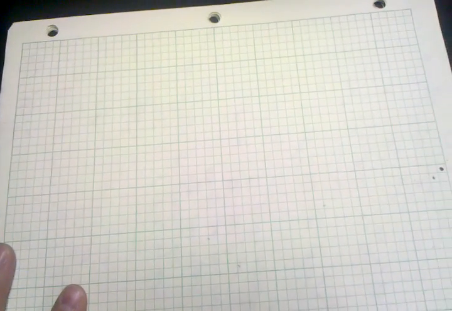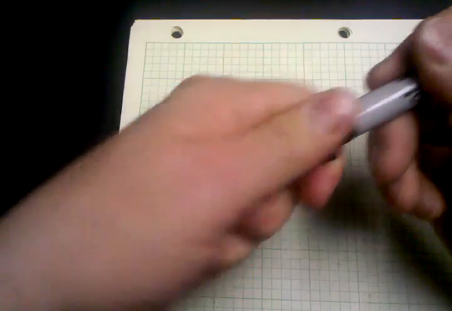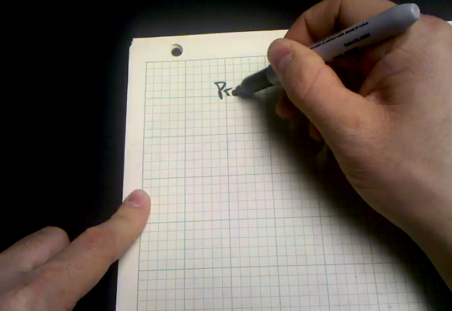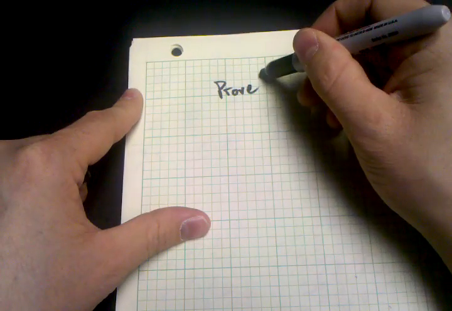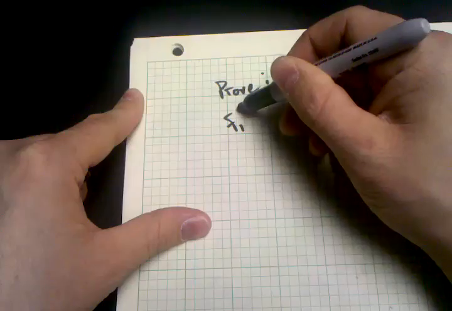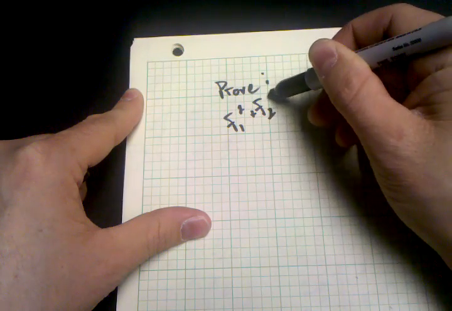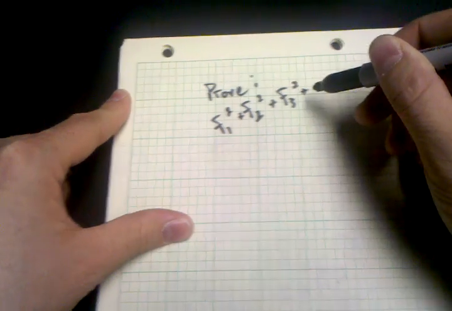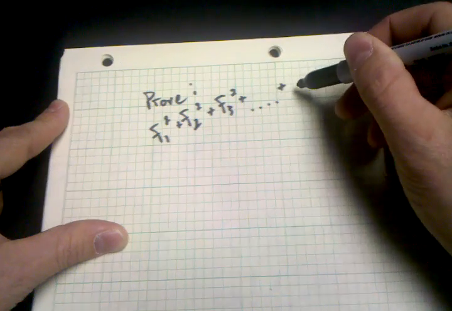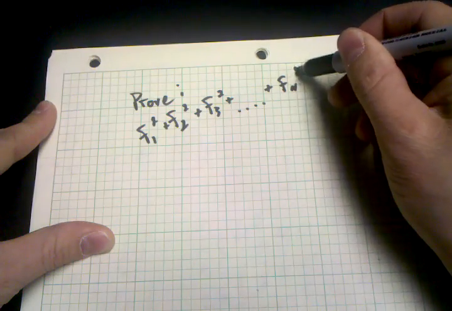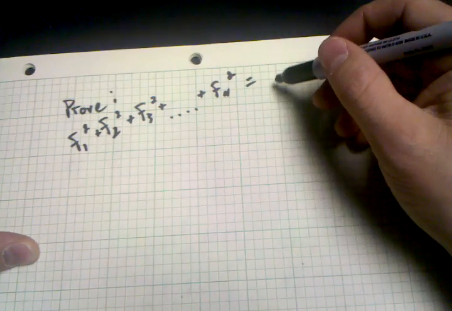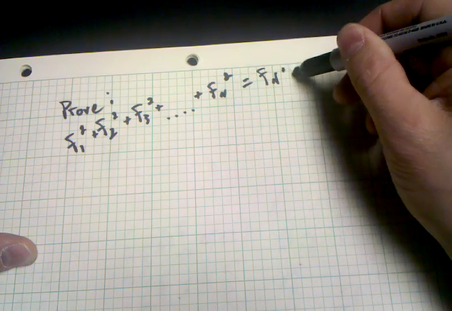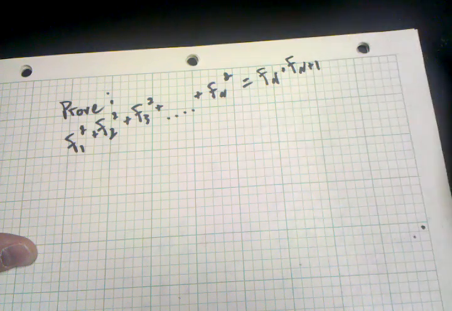Okay, so let's look at a mathematical induction proof. Let's prove the following: that f sub 1 squared plus f sub 2 squared plus f sub 3 squared plus dot dot dot plus f sub n squared, let's prove that that is equal to f sub n times f sub n plus 1.